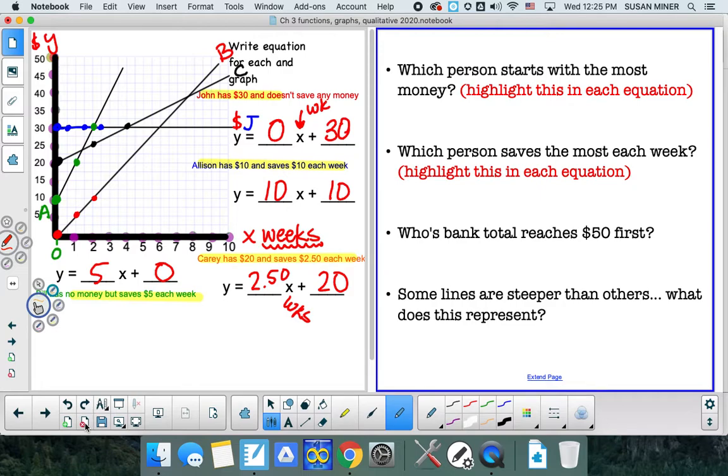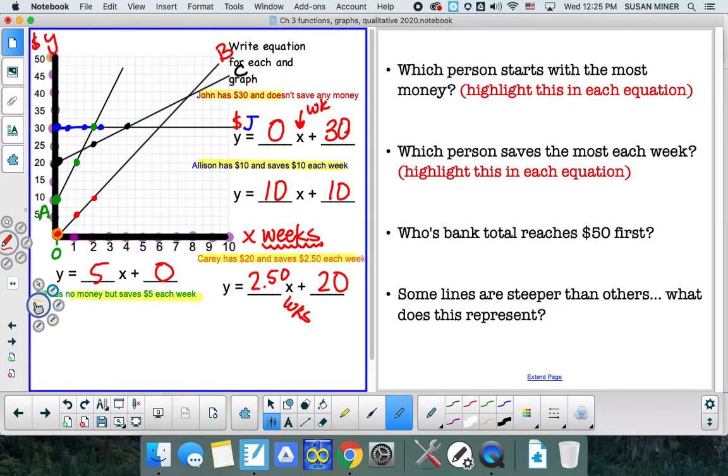Okay, so I hope you paused the video and tried this out for yourself. We're going to see which person starts with the most money. Well, remember, on my graph, each of these points on the y-axis at x equals 0 tells me their starting amount of money. So who had the most money starting out? Well, it was John, right? If I'm looking here, John had the highest money starting out.